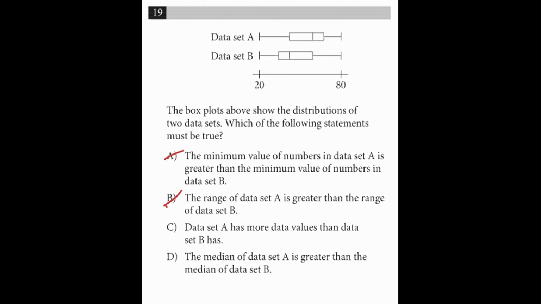Dataset A has more data values than dataset B. There is no way to tell using a box plot if a dataset has more or fewer values, so we have no information about that. And the median of dataset A is greater than the median of dataset B. So the median of A would be here, and the median of B would be here, which is correct. So the correct answer is D.